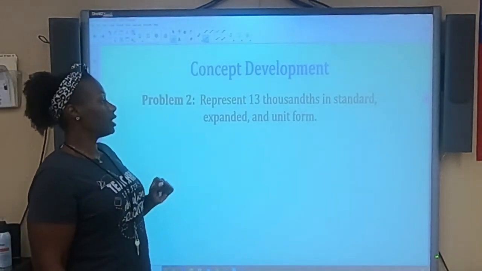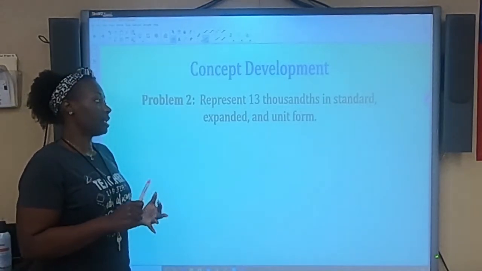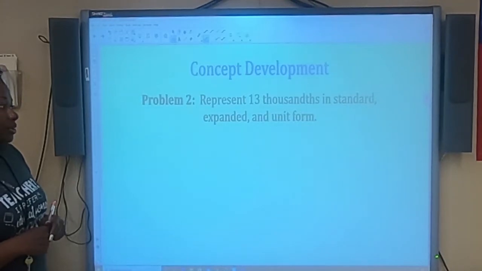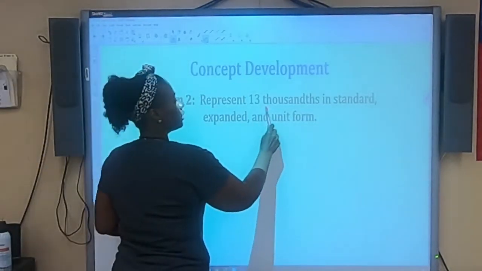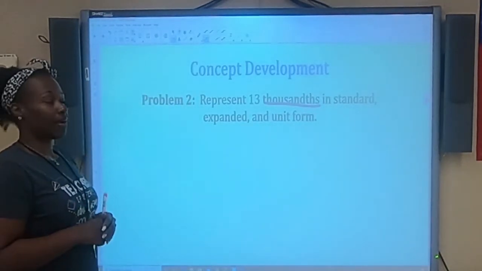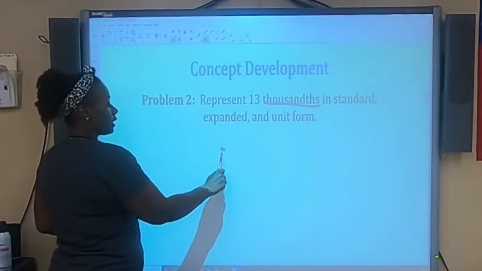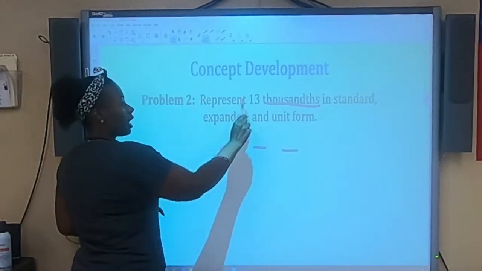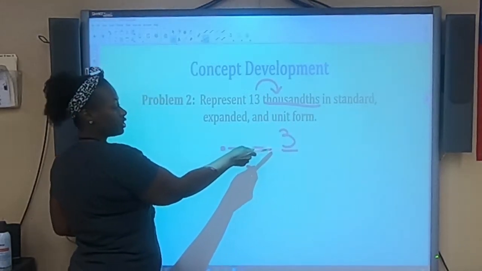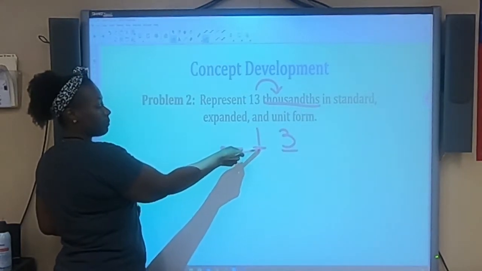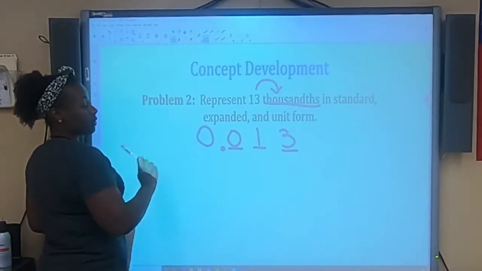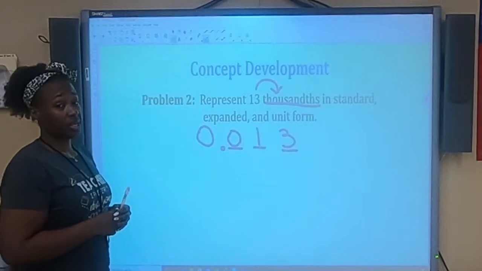Now let's use 13 thousandths, and we're going to write it as standard, expanded, and unit. So starting with standard. First thing I noticed is this word right here. Thousandths tells me I need 3 decimal places after the decimal. So I'm going to start with that. Tenths, hundredths, thousandths. I already know that my 3 has to sit in the thousandths place, which made my 1 shift next door. And to get me back to my decimal, I need a 0. And remember, we've been writing 0 in the ones place. So there's our standard form.